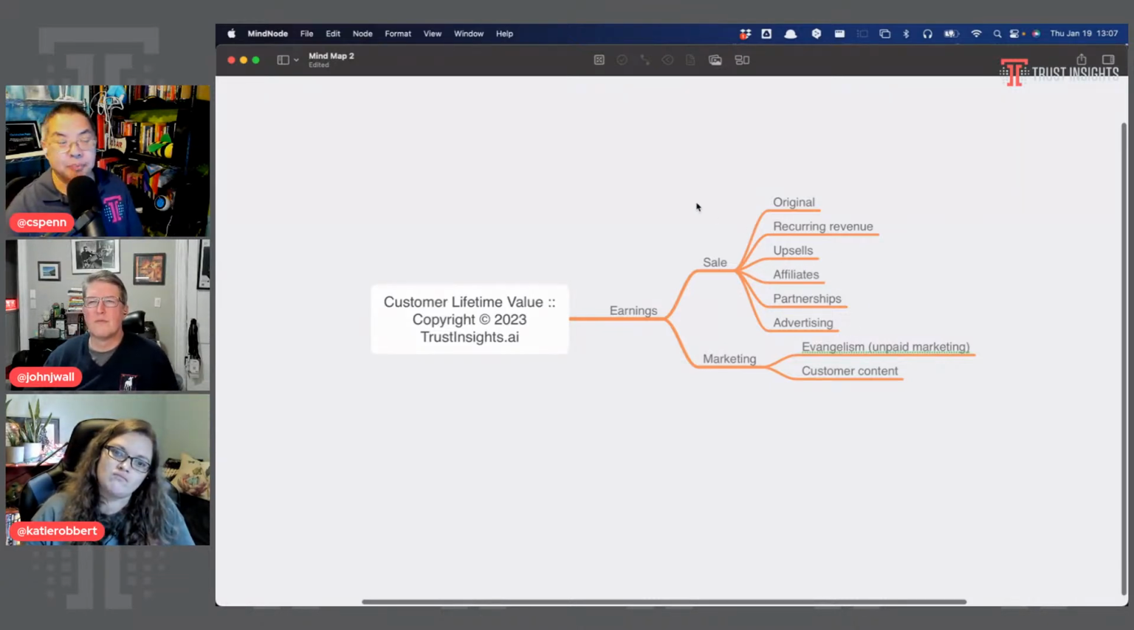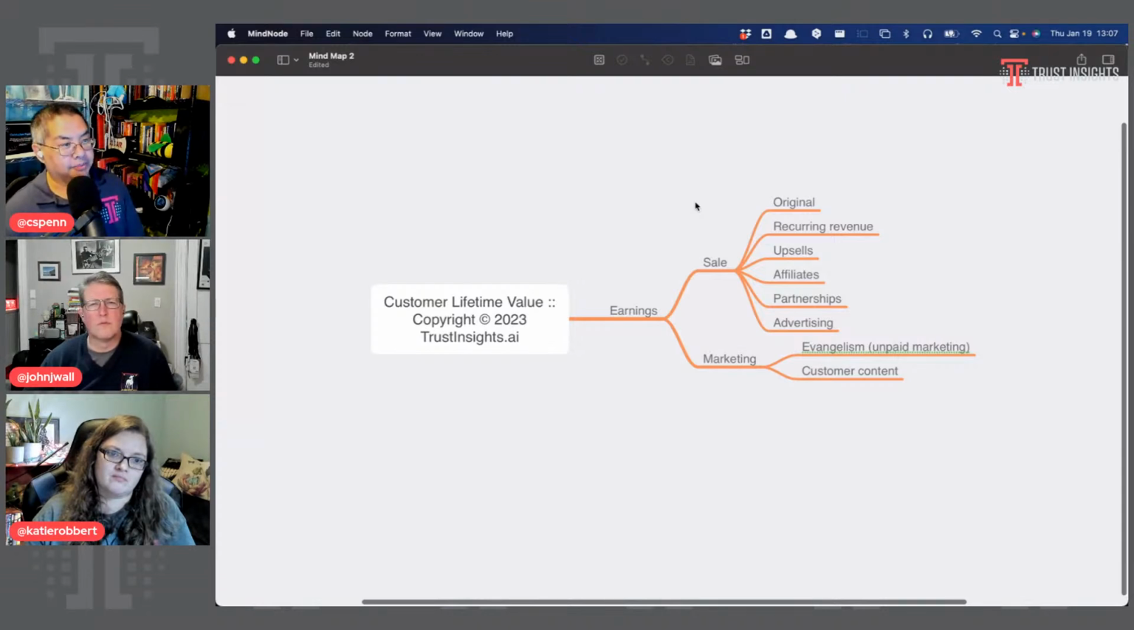The sales side, that's all hard dollars, right? That's all money coming in. You can sell more stuff to customers. You can advertise to customers. You can resell other people's stuff. You can co-brand, and then you have the intangibles with the evangelism, unpaid marketing, customer content.